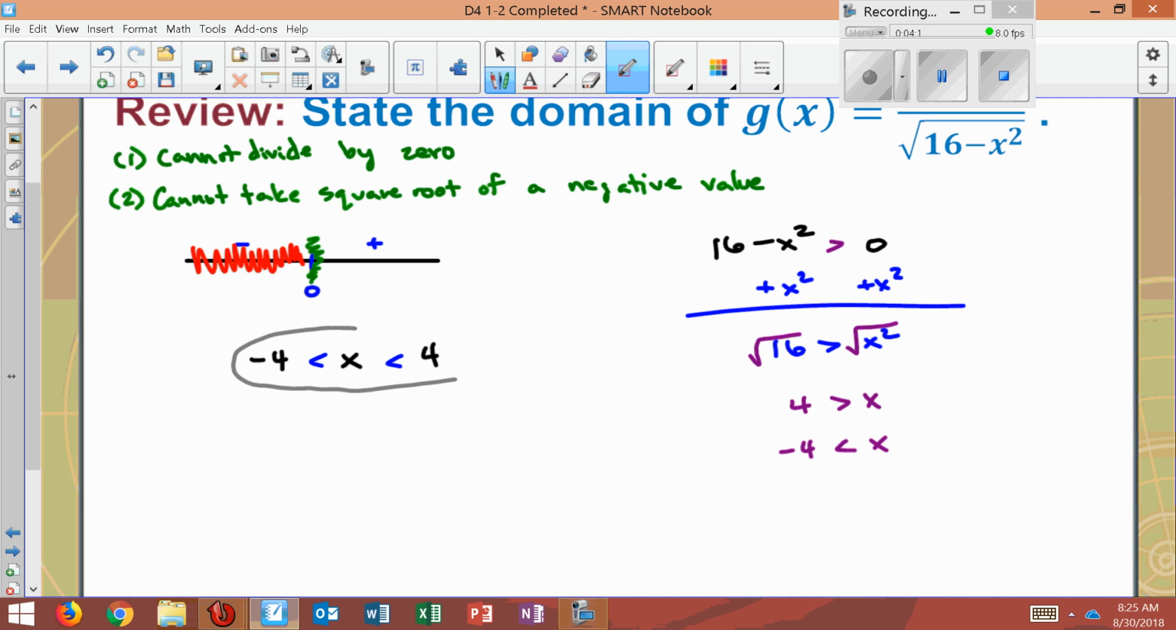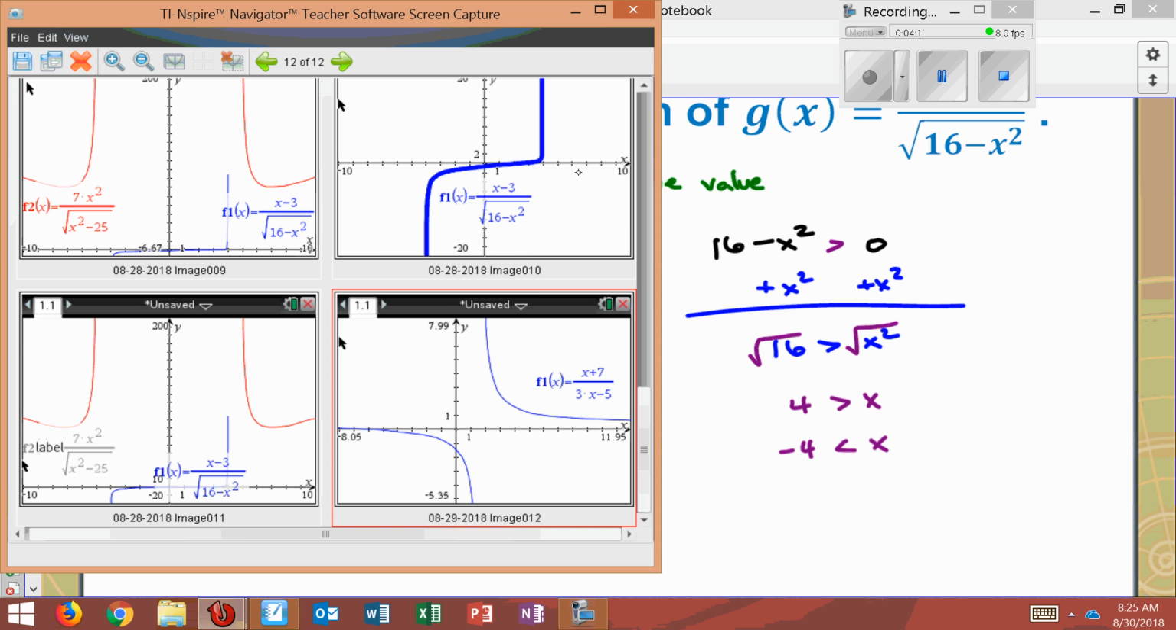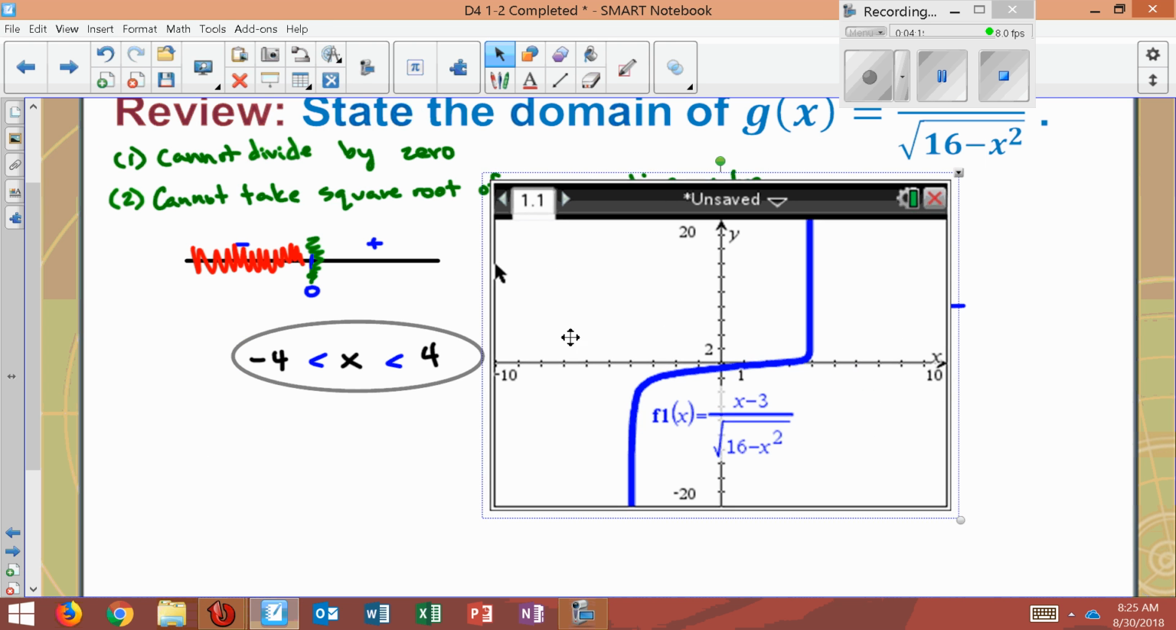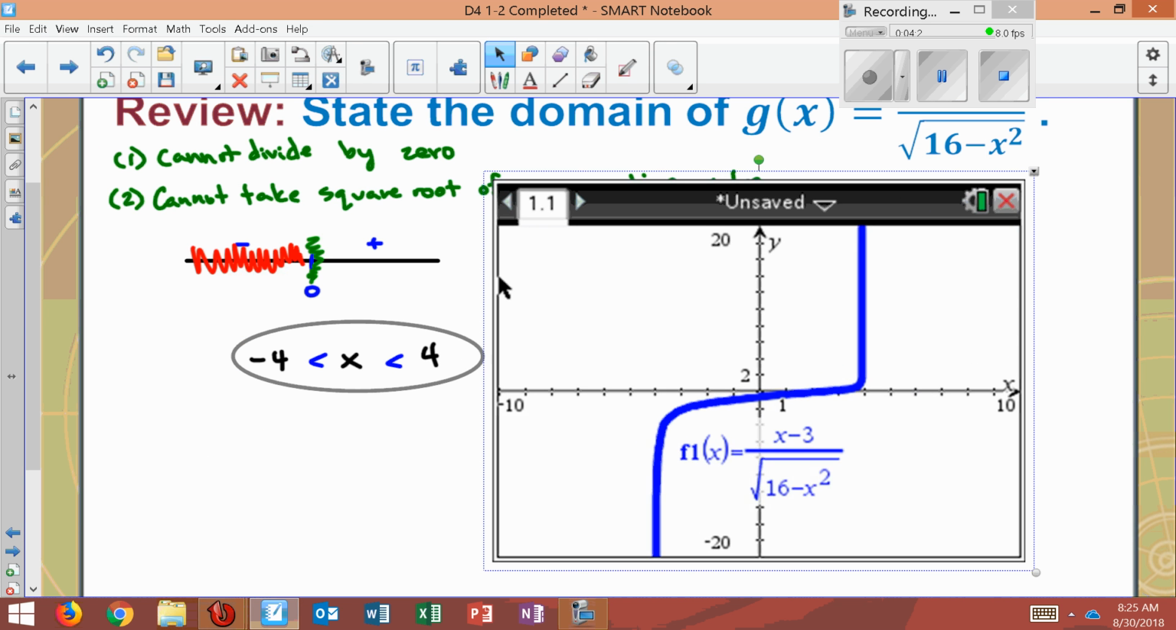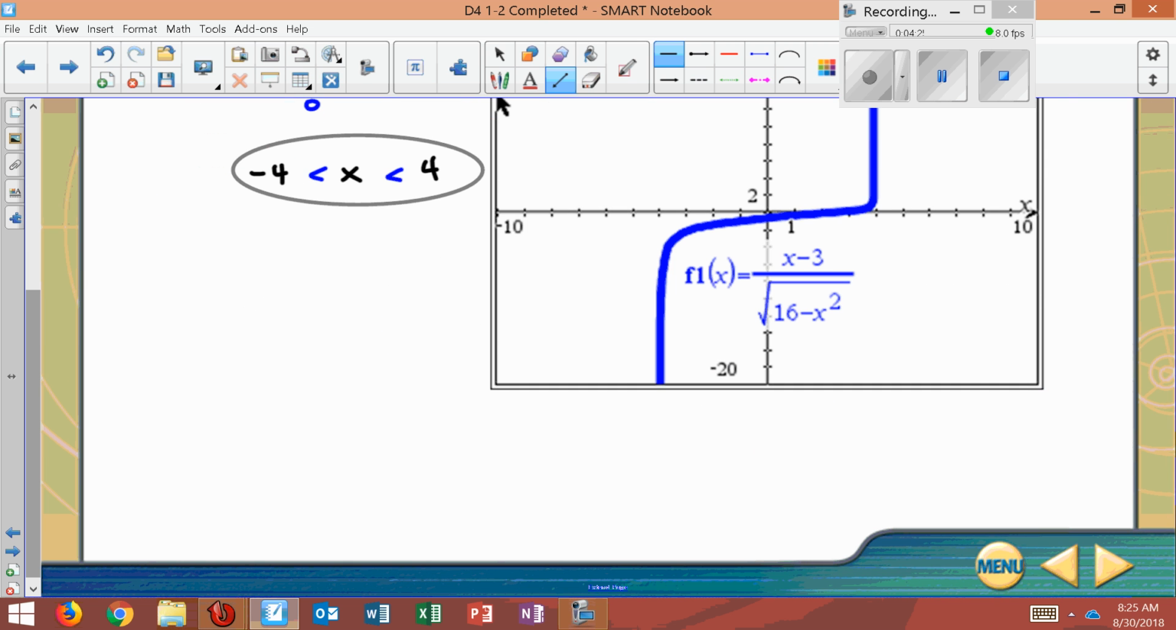This is our inequality. Now I have a picture of this graph I'm going to show you. I'm going to pull this out. Here's my picture right here. This is the same graph. And as I look at this, let me just actually extend my page this way.